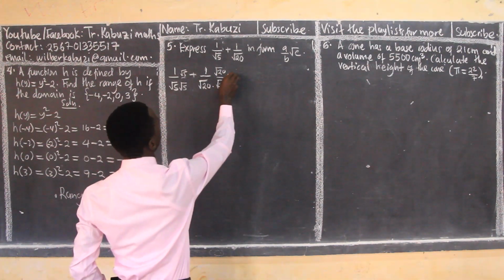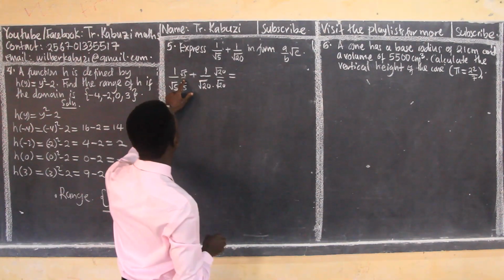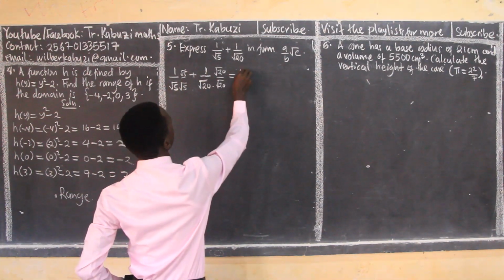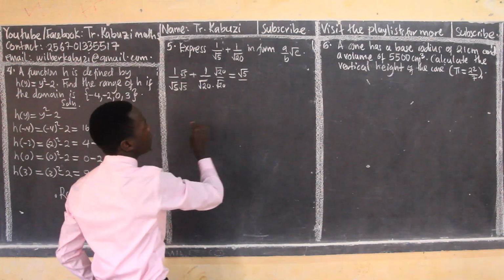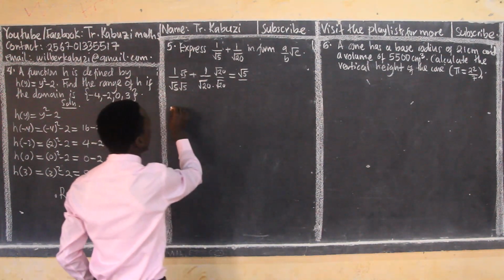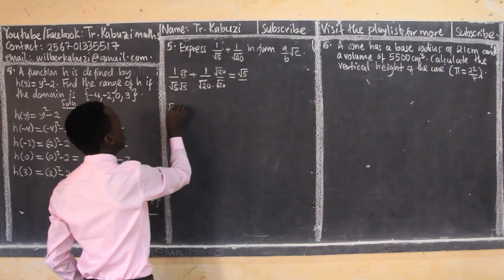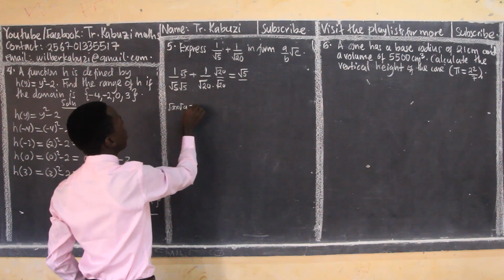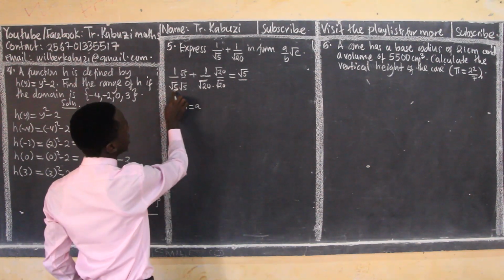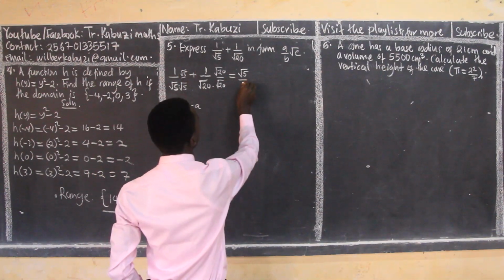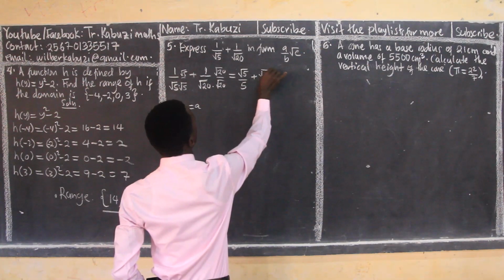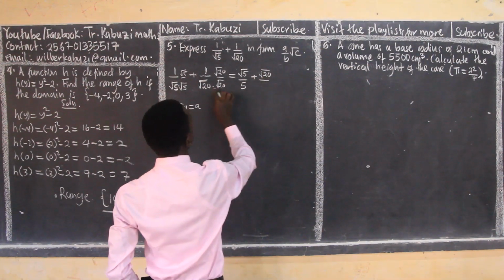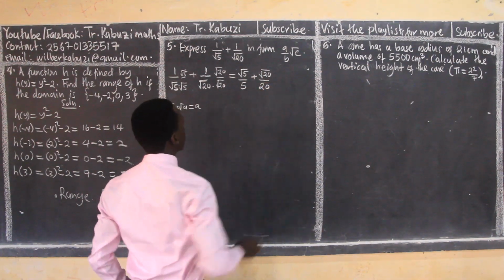Okay, that one will simplify now to root times that one. We have root 5 over, we said root 5 times root 5. We apply that property that root a times root a, we get a. So this times this, we shall get a 5. Then plus root 20 over a 20.